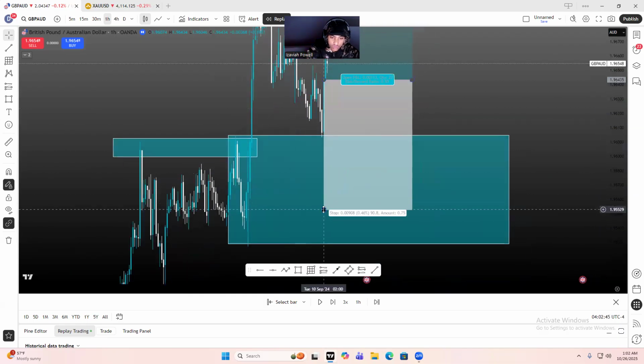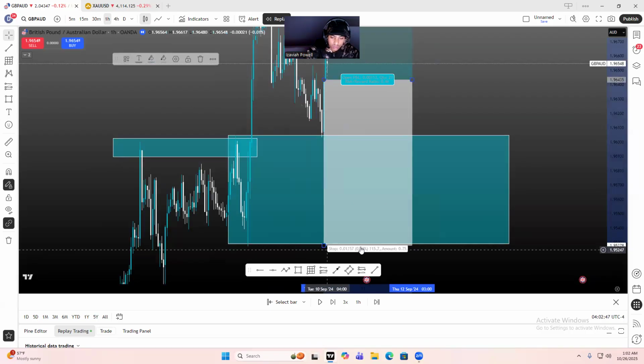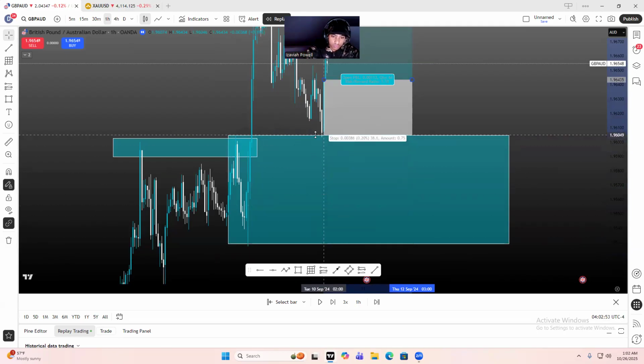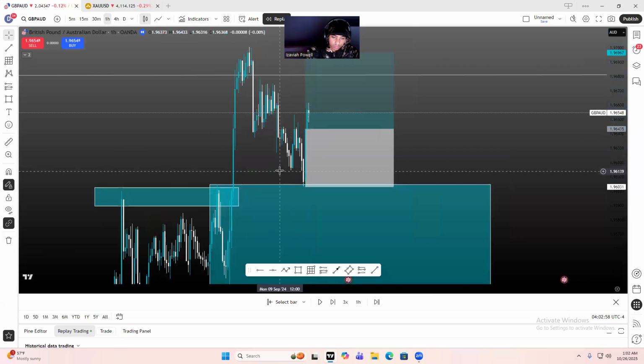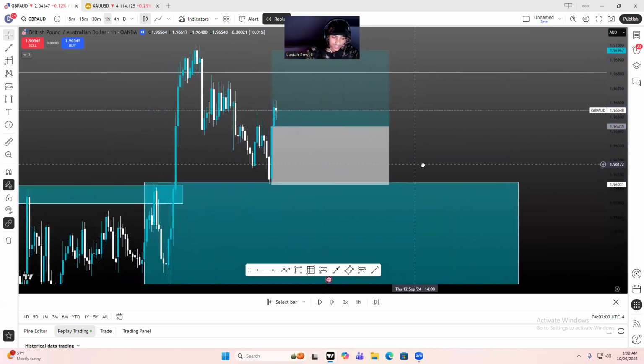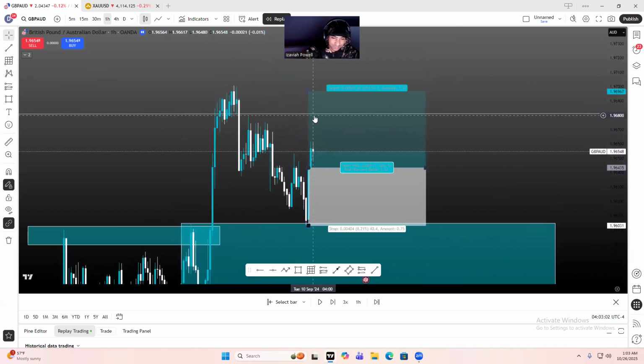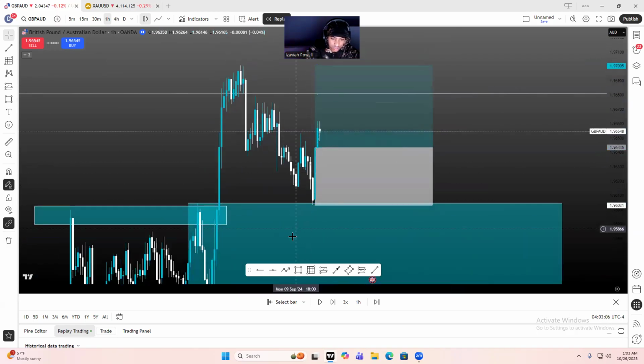Anyways, if we drag it back all the way down here, a 115 pip stop loss is way too steep. So we're going to bring it to here, our low point, right? Anyways, we're going to bring our TP to the high, and our entry was off this bullish engulfing confirmation entry. Let's just see how this plays out.